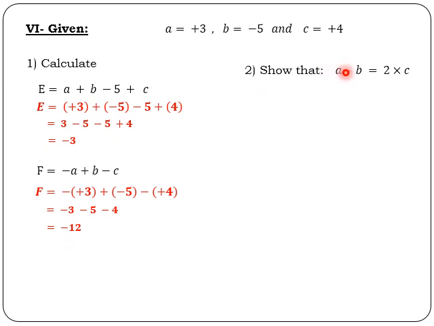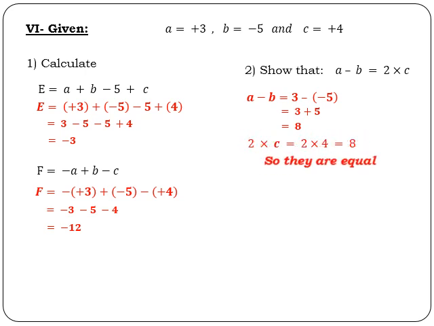Part 2, show that a minus b is 2 times c. A minus b is plus 3 minus minus 5. So it's 3 plus 5, which is 8. What about 2 times c? C is 4, so 2c is 2 times 4, which is 8. They gave me the same answer, so definitely a minus b is 2 times c. They are equal to each other.